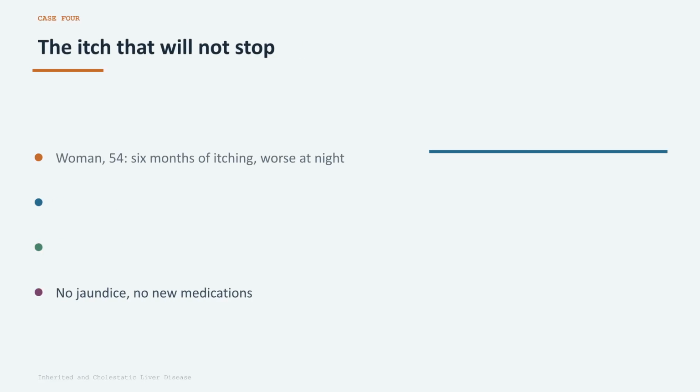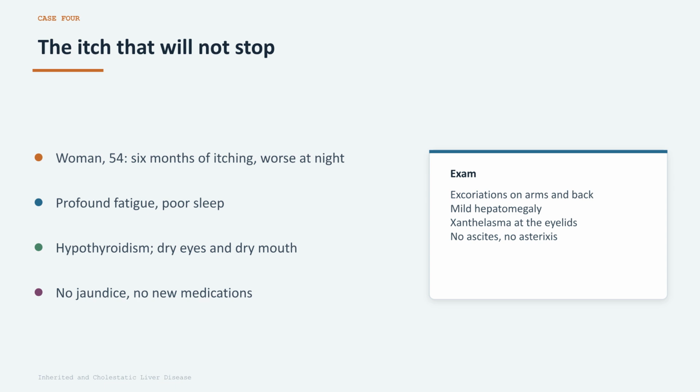Our fourth patient is a 54-year-old woman. She has itched for 6 months, worse at night, and it is wearing her down. She's exhausted and sleeps badly. Her history includes hypothyroidism, and she describes dry eyes and a dry mouth. She has started no new medication. She is not jaundiced. On exam, she has scratch marks across her arms and back, a mildly enlarged liver, and yellow plaques at the inner corners of her eyelids, which are xanthelasma. Keep the autoimmune company she keeps in mind.